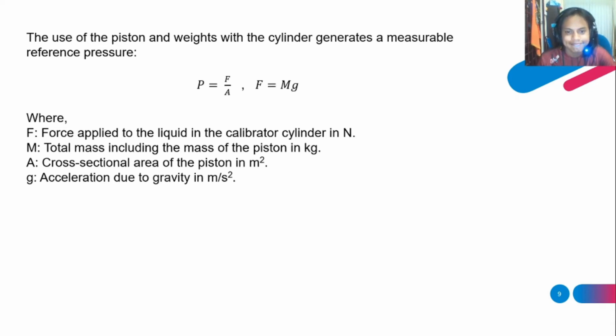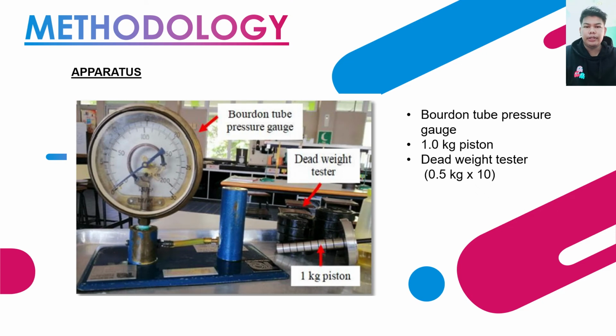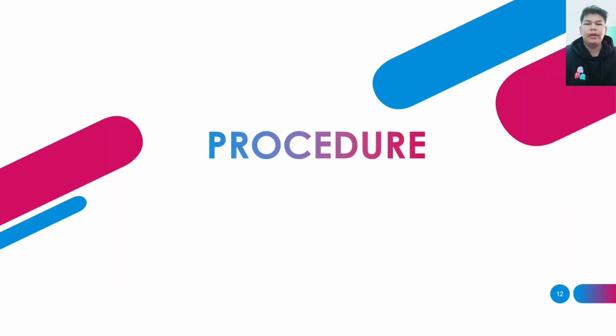Thank you. Hi, my name is Amein, and now I want to explain to you guys about the methodology of this experiment. First, we will go to the apparatus. First, we need to have the Bourdon tube pressure gauge, a 1 kg piston, and 10 deadweights, 0.5 kilogram each. Next, I will explain to you about the procedure.